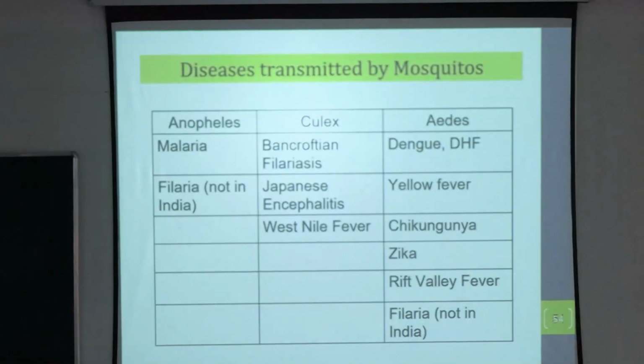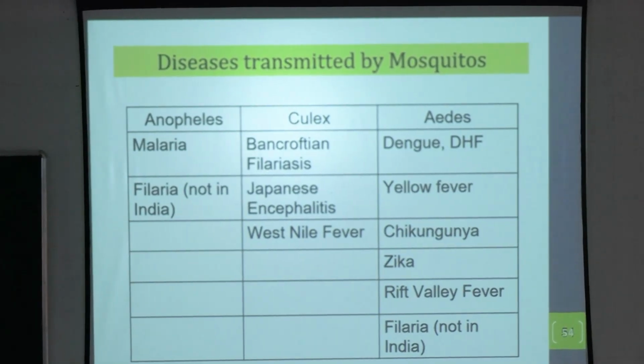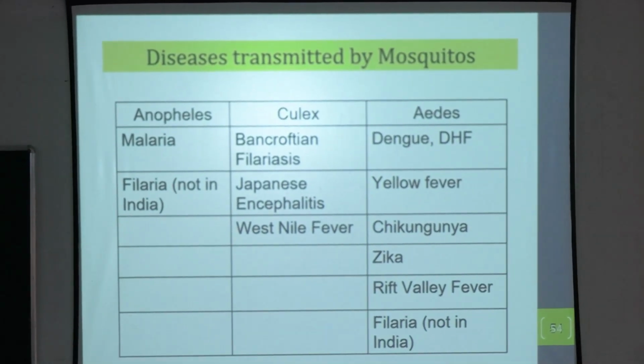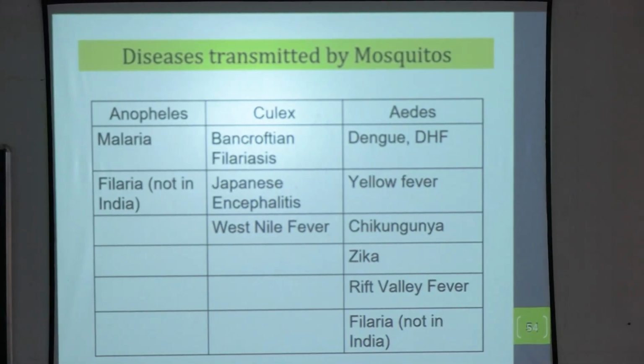So these are the diseases that are transmitted by mosquitoes. Anopheles causes malaria in India. Culex causes Bancroftian filariasis, Japanese encephalitis, West Nile fever. Aedes কি কজ করে? ডেঙ্গু, ইয়েলো ফিভার, চিকেনগুনিয়া, জিকা, রিফট ভ্যালি ফিভার, এবং যেগুলো not in India লেখা আছে, ইন্ডিয়াতে এই মশা কজ করে না। In India only Culex causes filariasis.